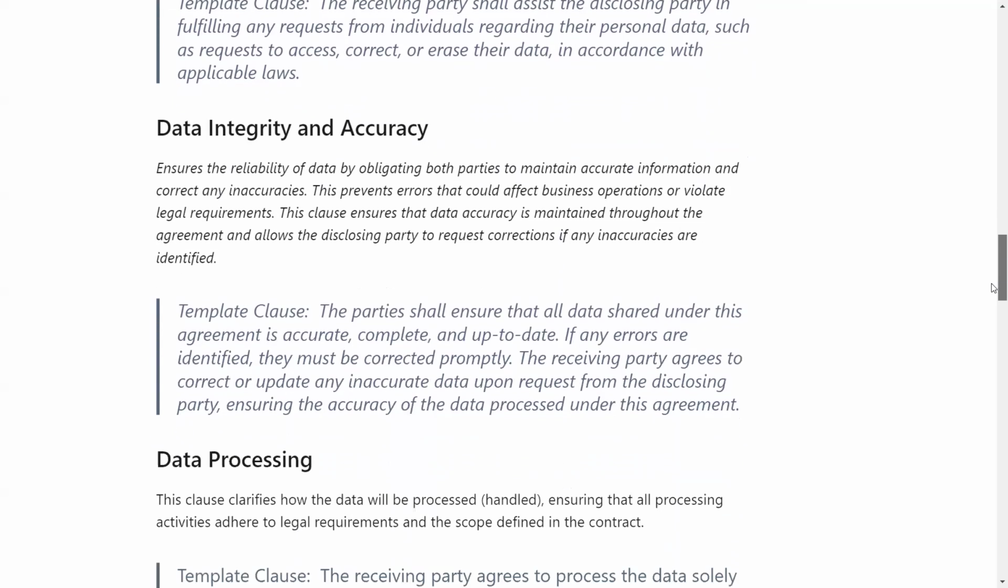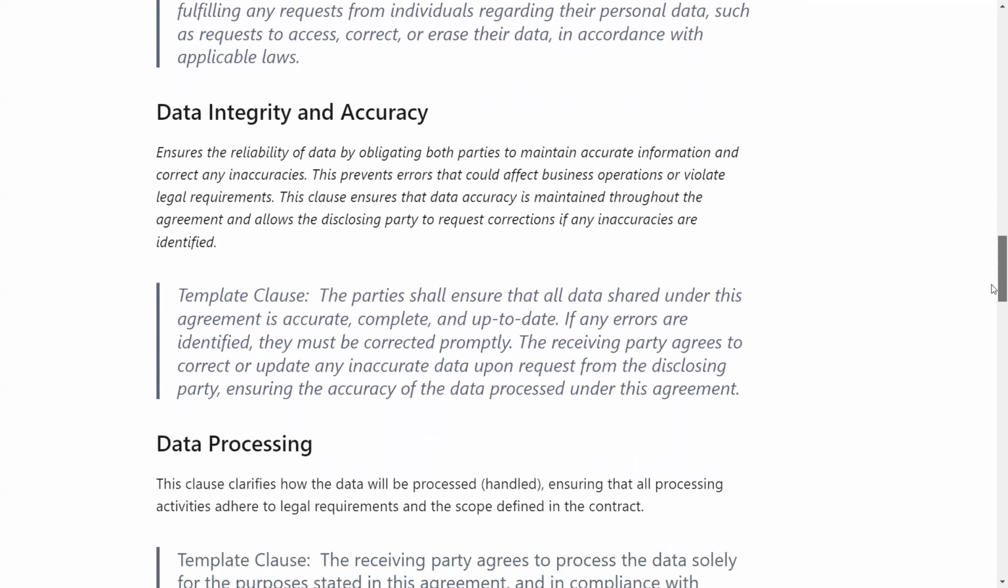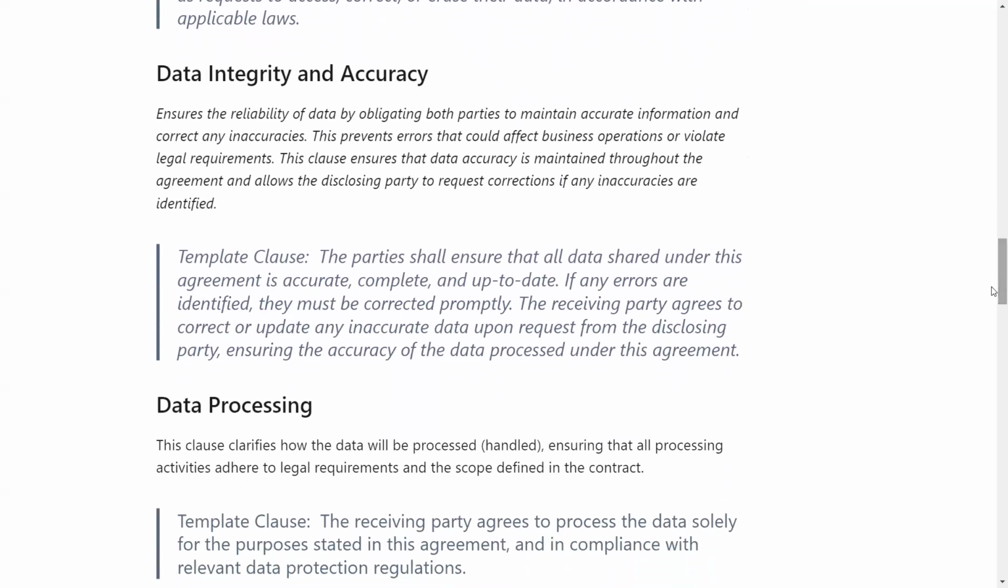Data integrity and accuracy ensures the reliability of data by obligating both parties to maintain accurate information and correct any inaccuracies. This prevents errors that could affect business operations or violate legal requirements. This clause ensures that data accuracy is maintained throughout the agreement and allows the disclosing party to request corrections of any inaccuracies that are identified.